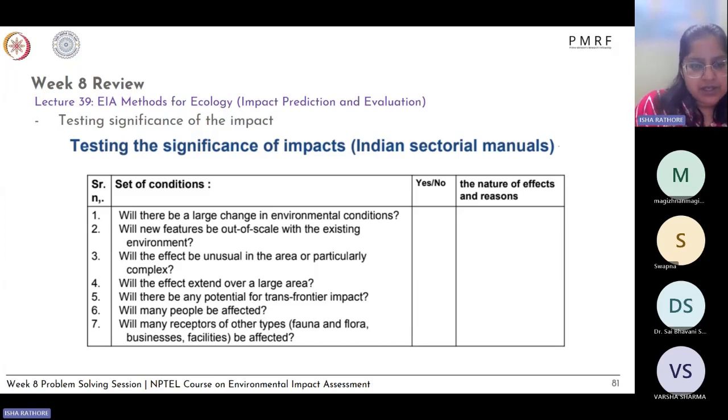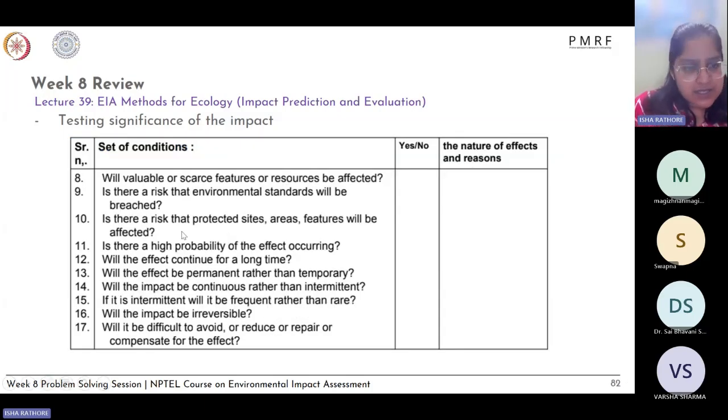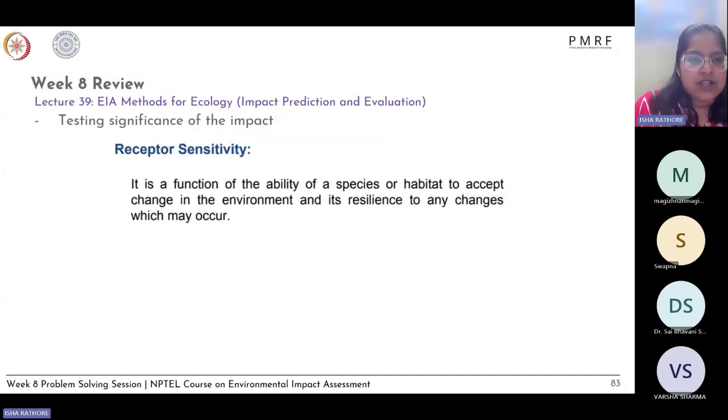Then you can look at how many people will be affected. Will many receptors of other types, that is fauna and flora, business facilities, etc., be affected? So yes, and then you list all of these effects. So that is how you put them in the EIA report. And similarly, what are the risks associated with the protected sites, areas or features which will be affected, whether the effect will be permanent or temporary, whether it will be continuous rather than intermittent, will it be difficult to avoid or reduce or repair or compensate for the effect? So these kind of questions help guide you towards your impact assessments and evaluations.